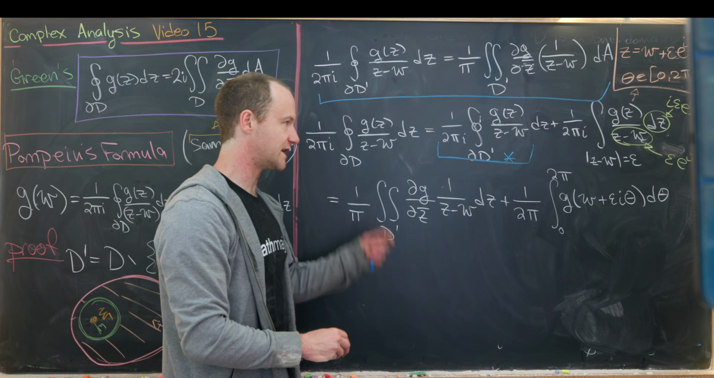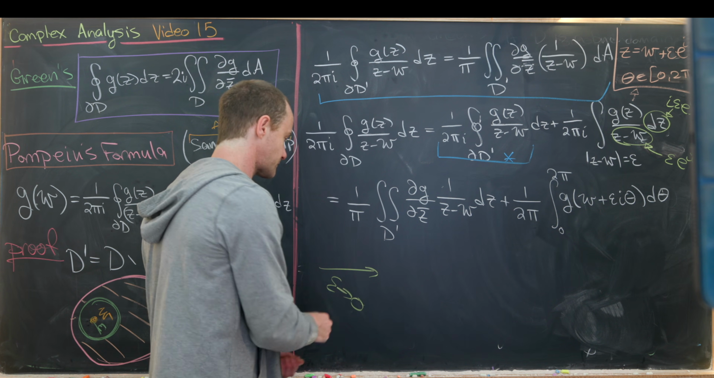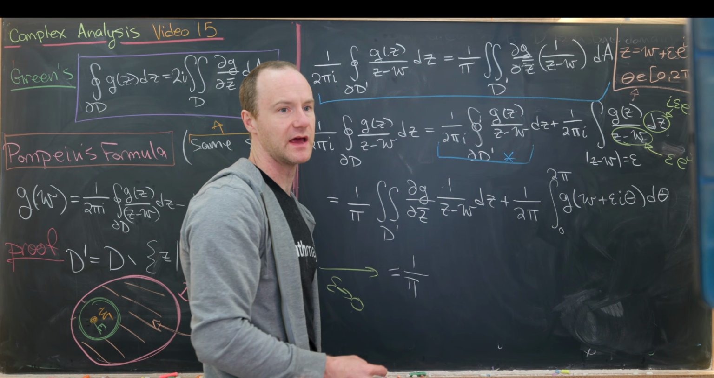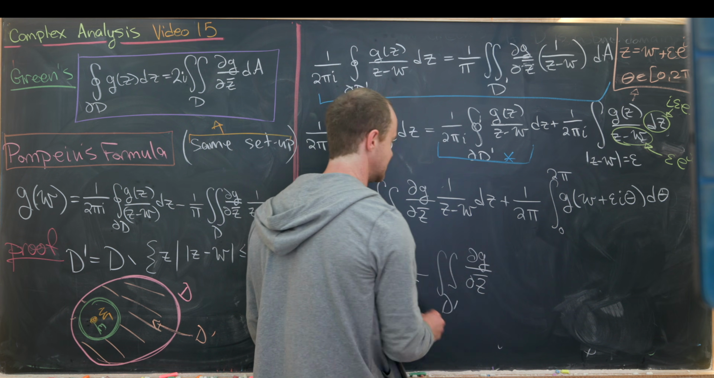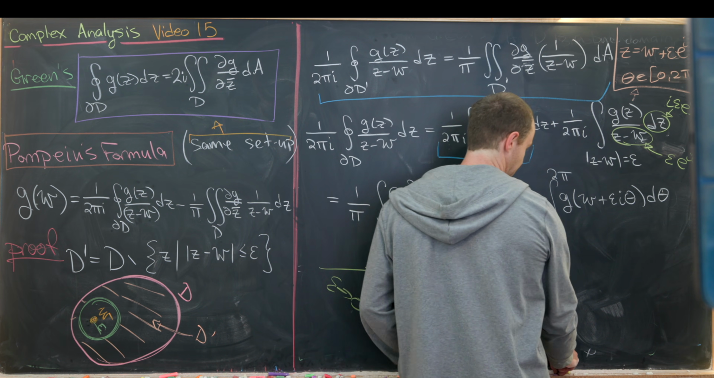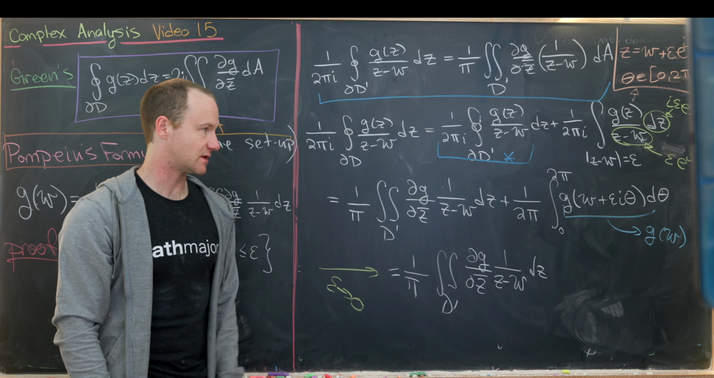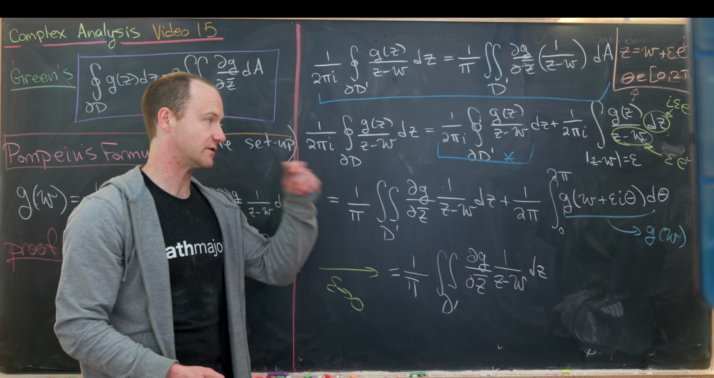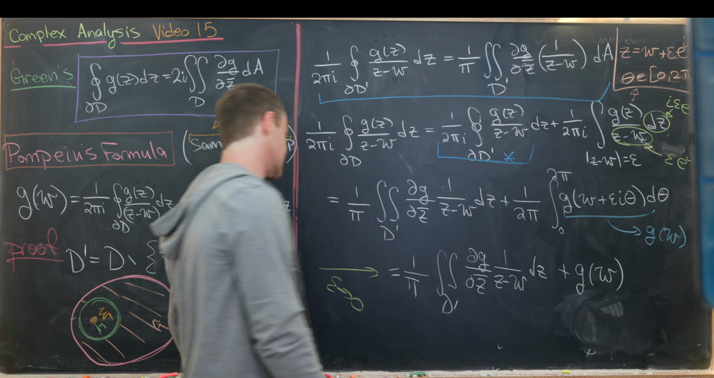so we're left with that. But now this equality is true for all epsilon, so that means we can take a limit as epsilon goes to 0. Notice this first guy right here doesn't have anything to do with epsilon, so we have 1 over pi times the double integral over D prime of the partial of g with respect to z bar of 1 over z minus w dA. And then this whole thing in here is going to tend towards g evaluated at w because that epsilon is approaching 0, like I said. So we're just integrating this constant g evaluated at w from 0 to 2 pi. That'll cancel the 2 pi in the denominator and give us plus g evaluated at w, like that.